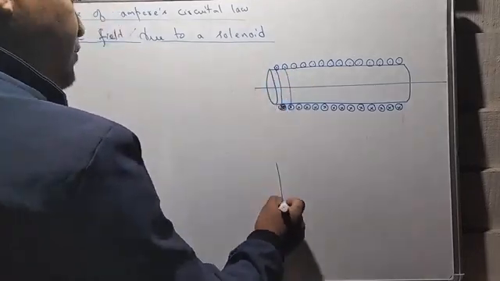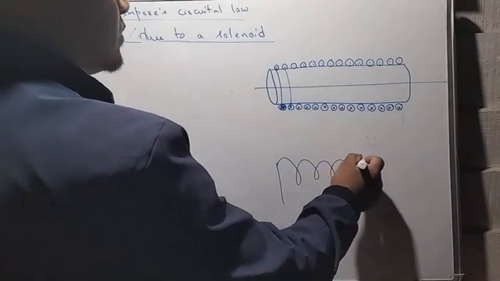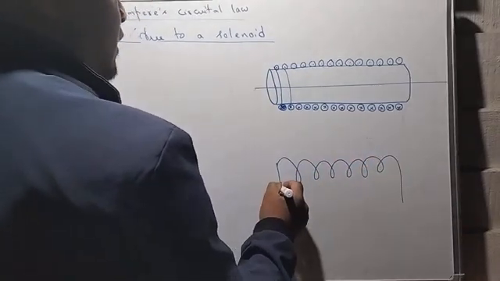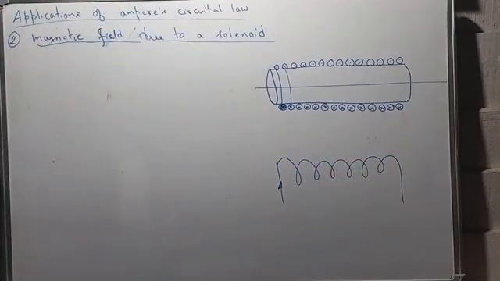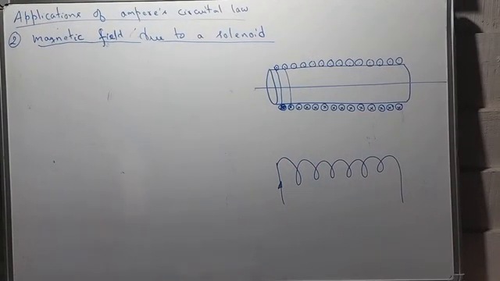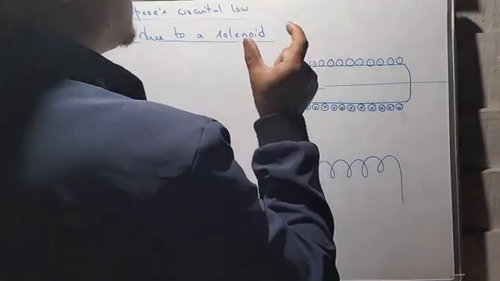It's difficult for me, again, I have to draw like this. So this is the current I which is entering the solenoid. I want to find out what is the magnetic field due to this solenoid.